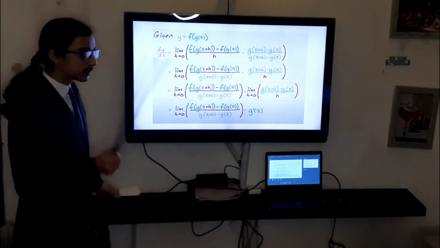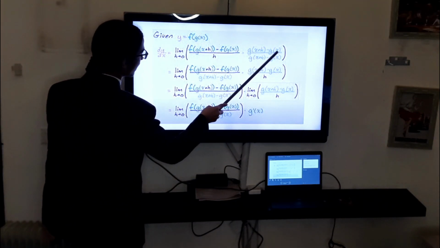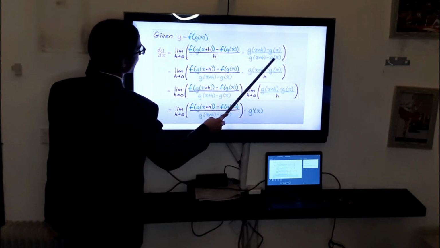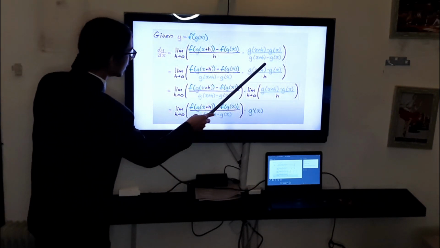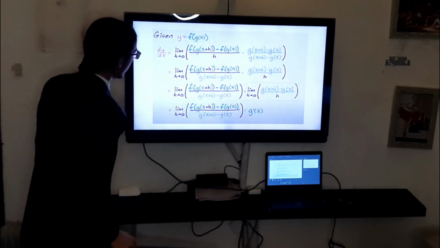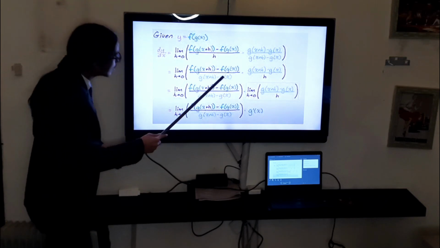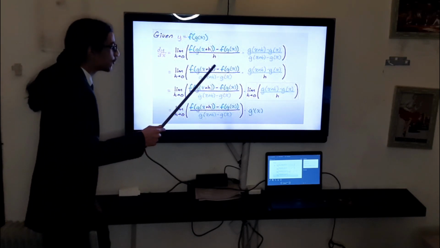Basically, the Leibniz notation comes in handy here, right? So you multiply by g(x+h) minus g(x) over g(x+h) minus g(x), right? You just multiply both numerator and denominator by that. You take g of x here, put h there, which is a multiplication fraction, so it's fine, right? And now what you notice here, we've got a tiny change in g of x in the denominator and a tiny change in f of g of x in the numerator.